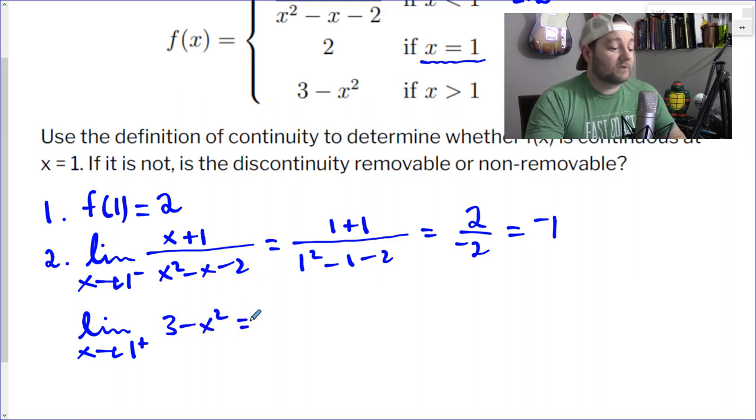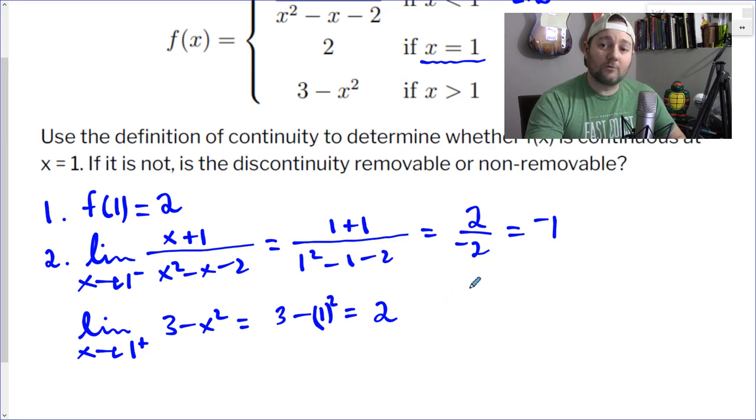All right, so next one, we chose the right-hand side. The right-hand side is represented with a little plus. All we do is sub that 1 in there. So we get 3 minus 1 squared, and you always want to put that in brackets to make sure we know what we're doing. We do the math on that, and we get 2.